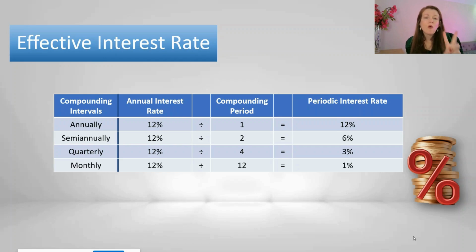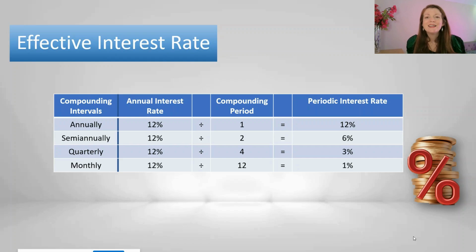What if it paid it twice a year, semi-annually? 12% is the annual interest rate, but they pay it, let's say, June 30th and December 31st. So they're splitting it in half. So we're getting 6% in June, 6% in December. If it's quarterly, we're going to take that 12%, divide it by the 4 quarters. They're going to get 3% in quarter 1, quarter 2, quarter 3, and then quarter 4. And if you were able to find an investment that pays it monthly, you're going to take that 12% annual rate divided by the 12 months. You're going to get 1% interest each and every month.